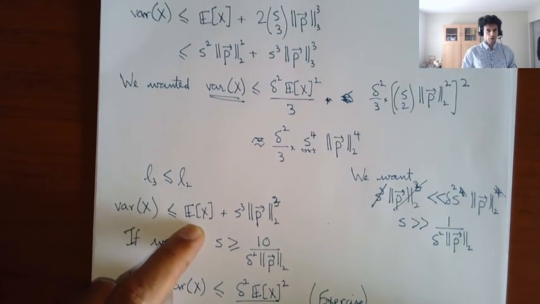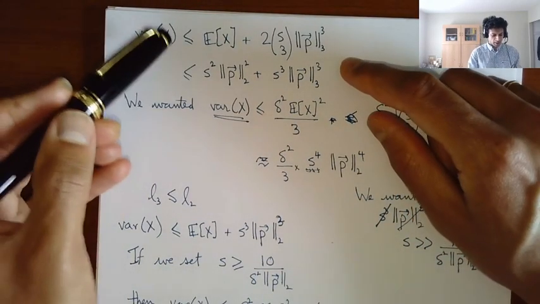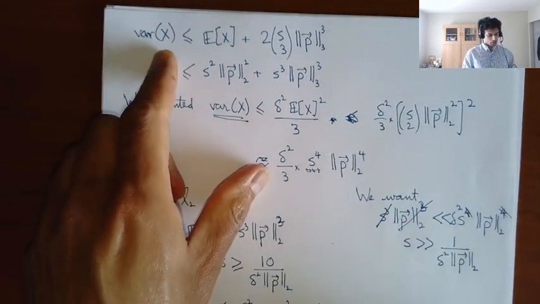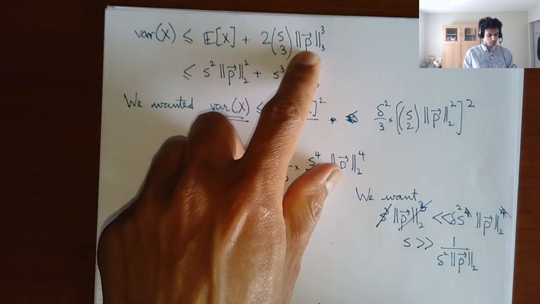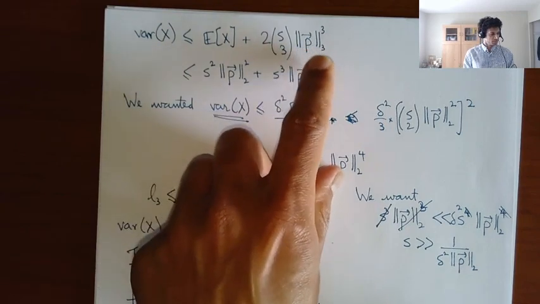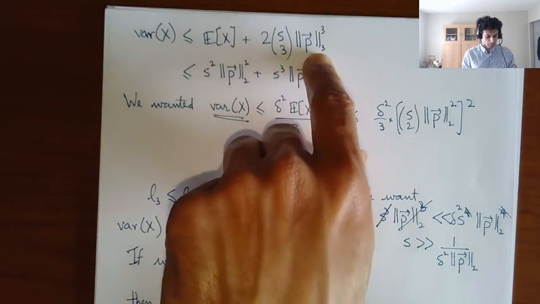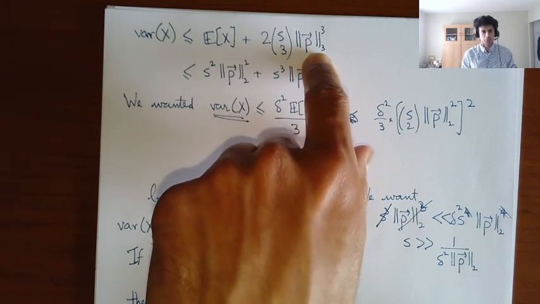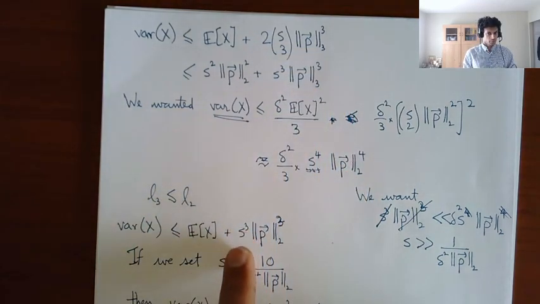Oh, so sorry. Maybe I went through this a little fast. So I wrote the variance as the expectation plus this term here, and here I can replace the 3 norm by the 2 norm, and then I get this.